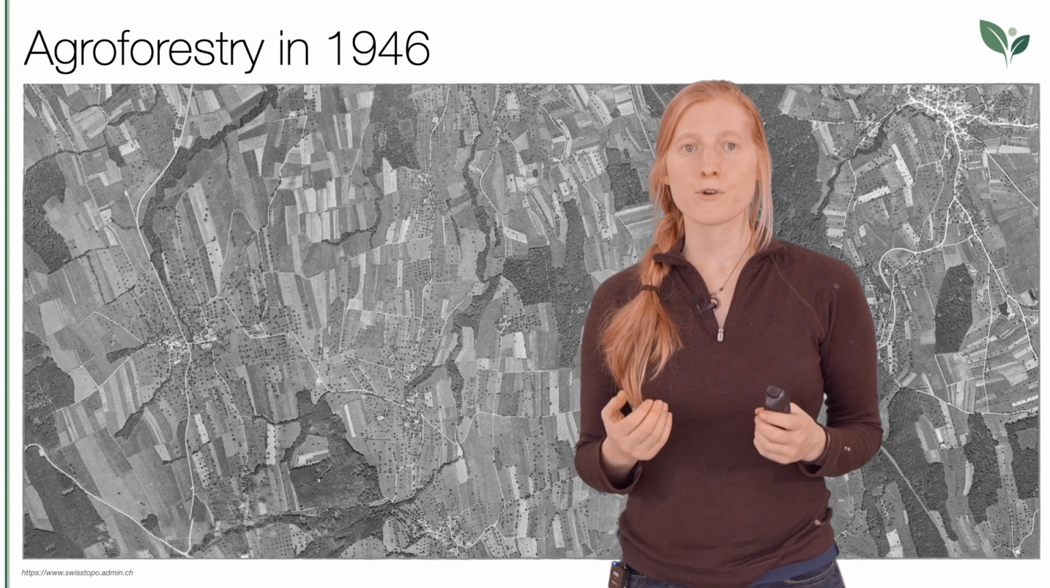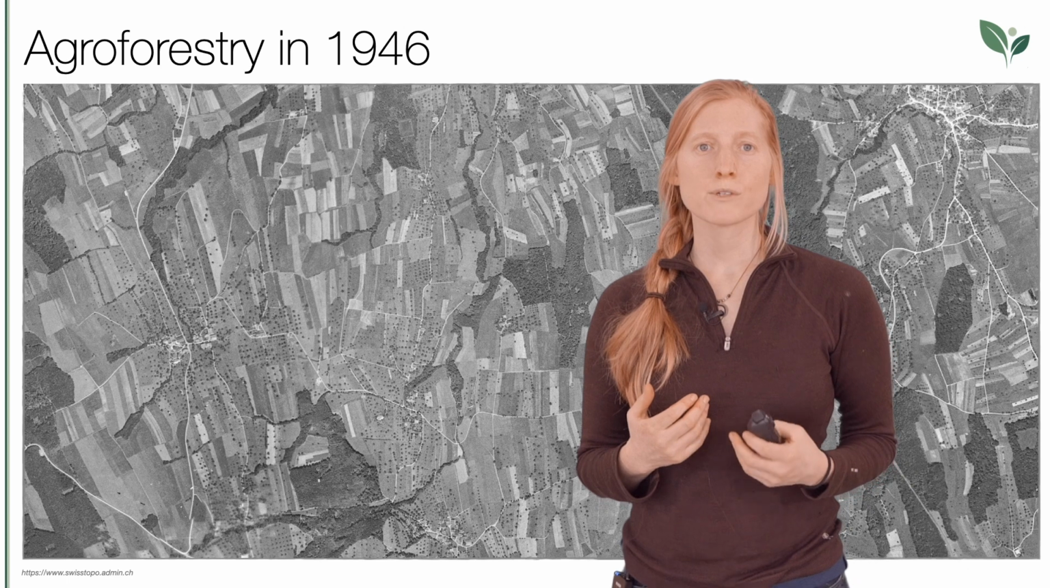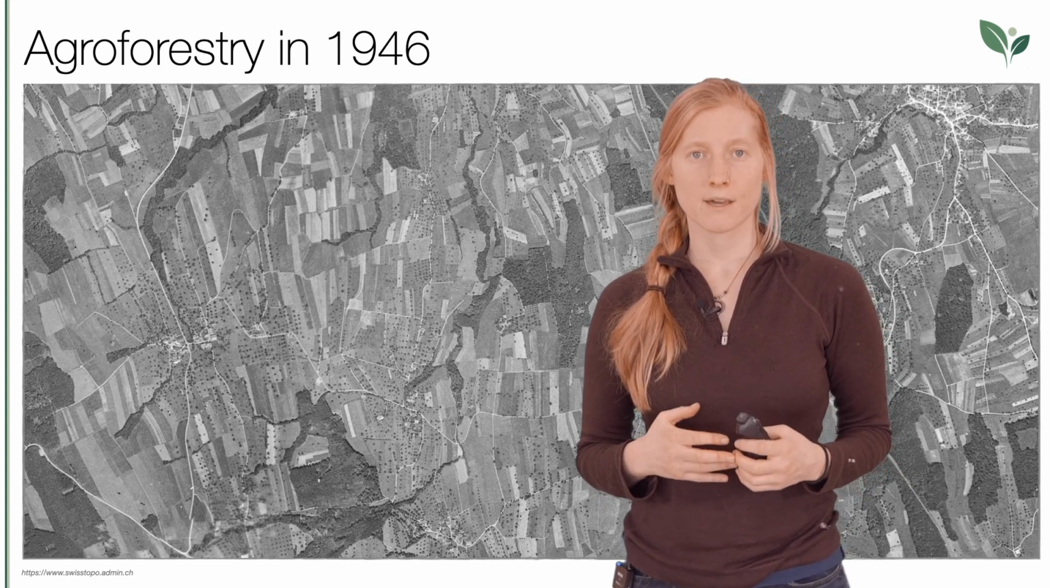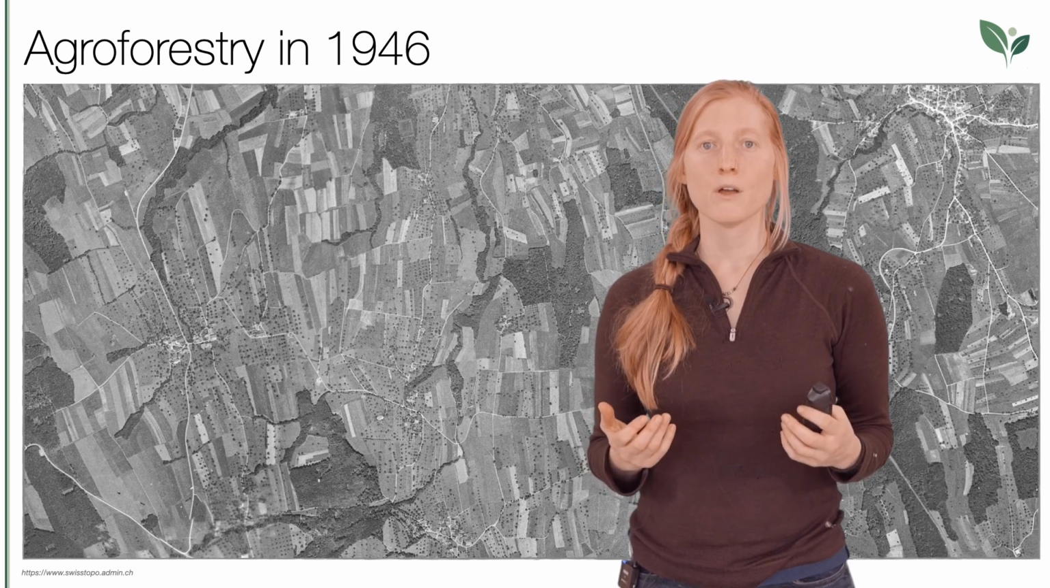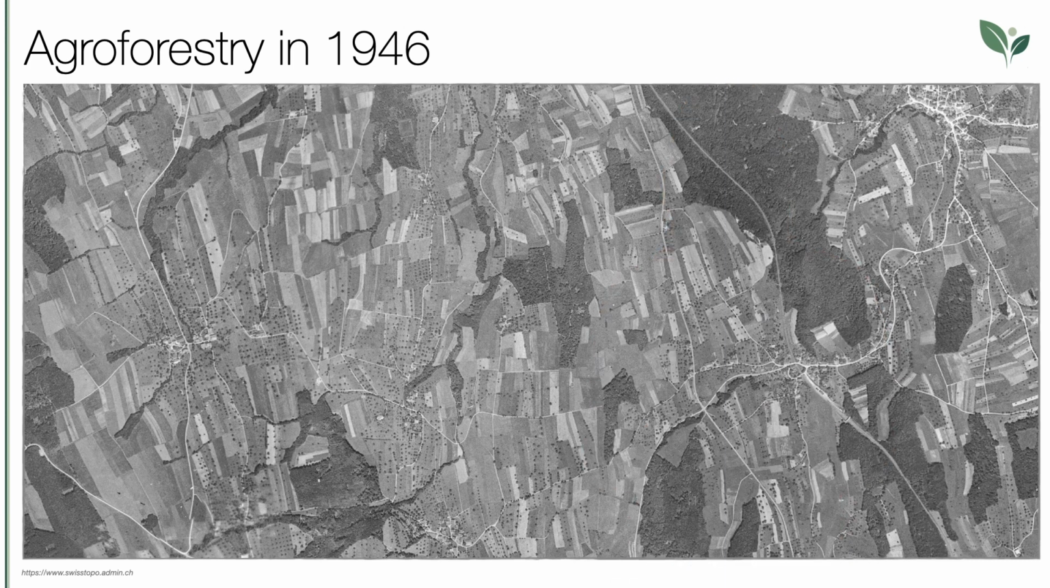This aerial photo of a region in Switzerland taken in 1946 shows the old standard. Trees are seen everywhere in the agricultural landscape. They were part of the system, although already in other regions in rapid decline. They provided self-sufficiency, giving local firewood, fruits, and nuts.